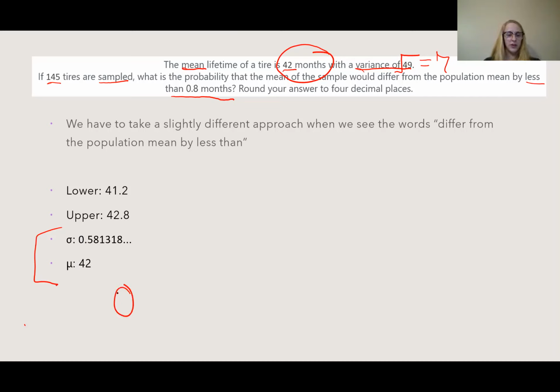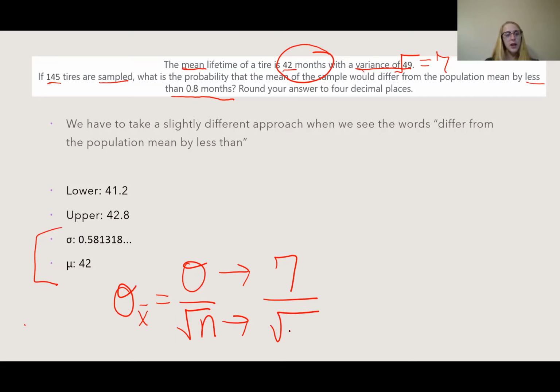To get our standard deviation, we're just going to go back to this formula once again. In this case, we calculated the variance, 49, to get the standard deviation of 7 over the square root of n. N is how much we've sampled, which is 145. And if you do that, you should get a decimal looking something like this. So that's how you get your sample standard deviation and your sample mean.